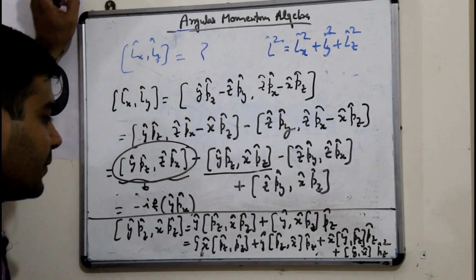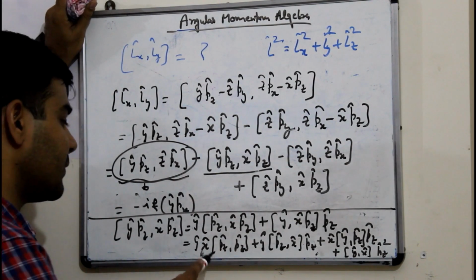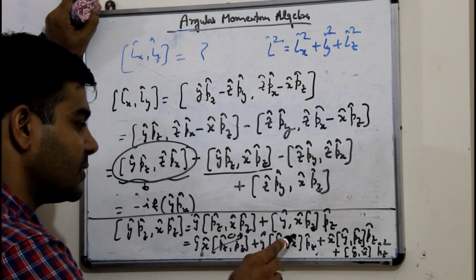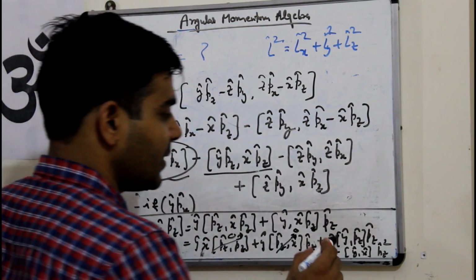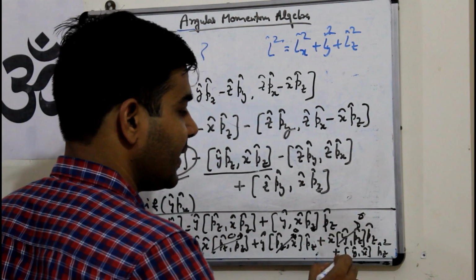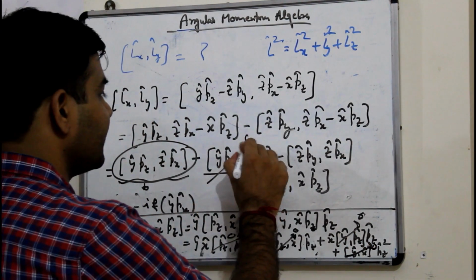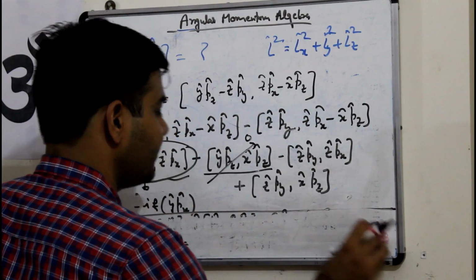Now, again, if you look carefully, this is the commutator of pz hat with pz hat, which is 0. This is the commutator of pz hat with x hat, which is also 0, because this is momentum in the z direction and this is position in the x direction. Similarly, y and pz is also 0, y and x are also 0. So this second bracket doesn't contribute anything in this expression. This is 0.